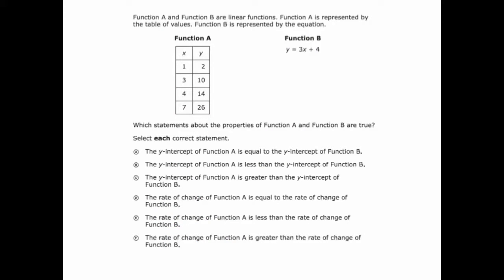Alright, let's look at this next one. Function A and function B are linear functions. Function A is represented by a table of values. Function B is represented by the equation. Which statement about the properties of function A and function B are true?